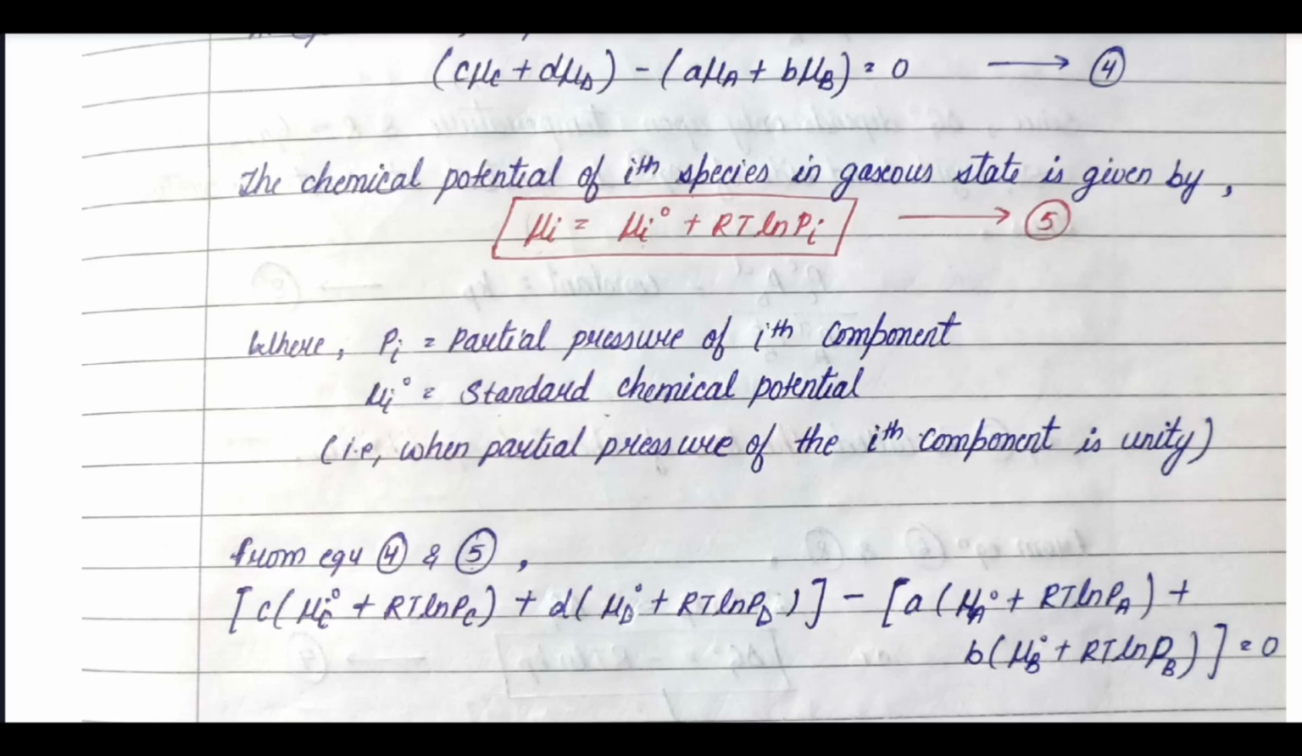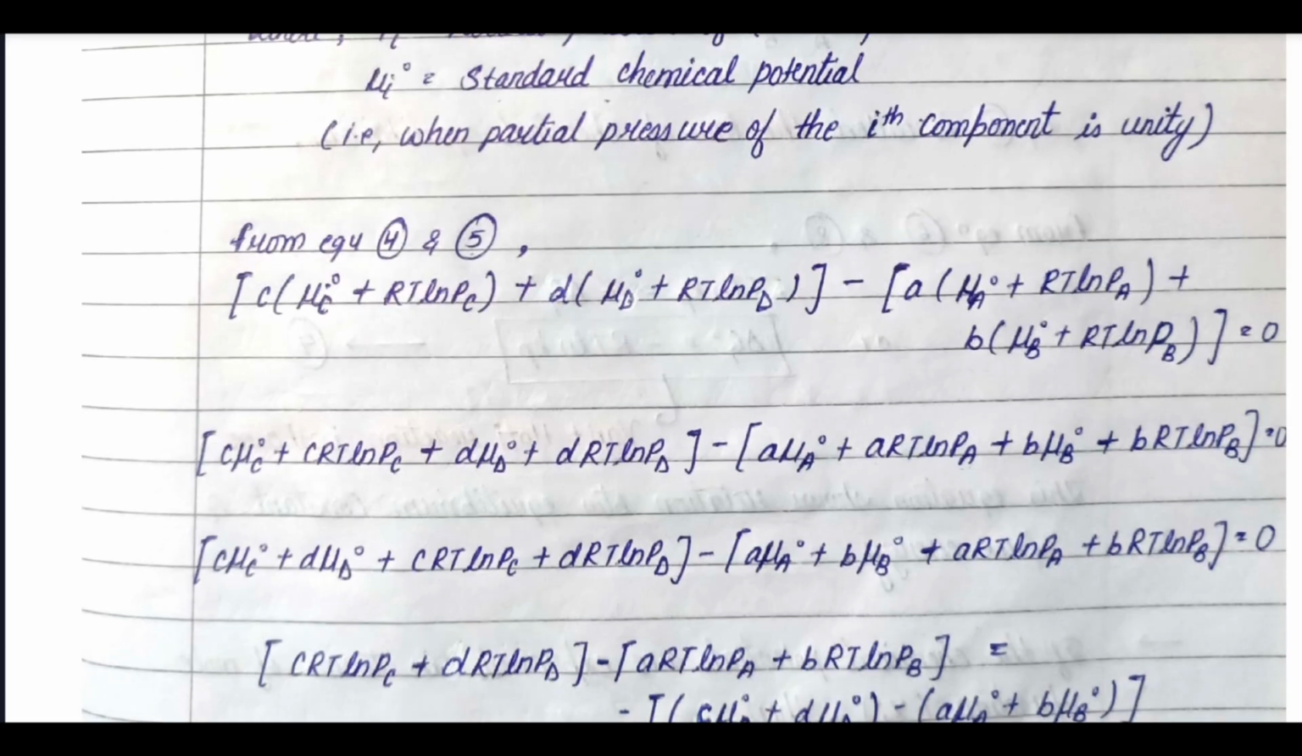The chemical potential of the ith species in the gaseous state is given by mu i equals mu i naught plus RT ln Pi, equation 5, where Pi is the partial pressure of the ith component, and mu i naught is the standard chemical potential, that is, when the partial pressure of the ith component is unity.